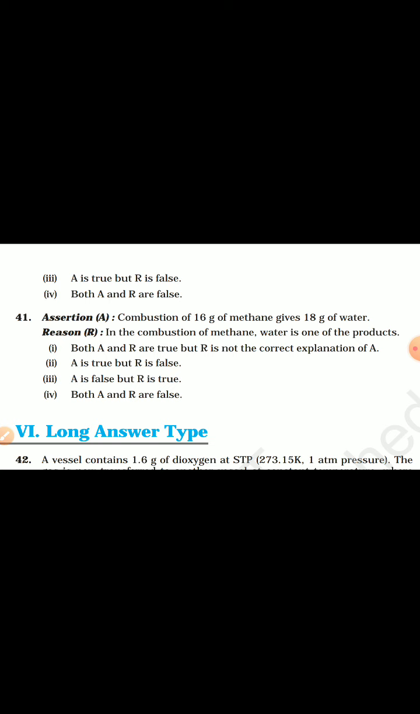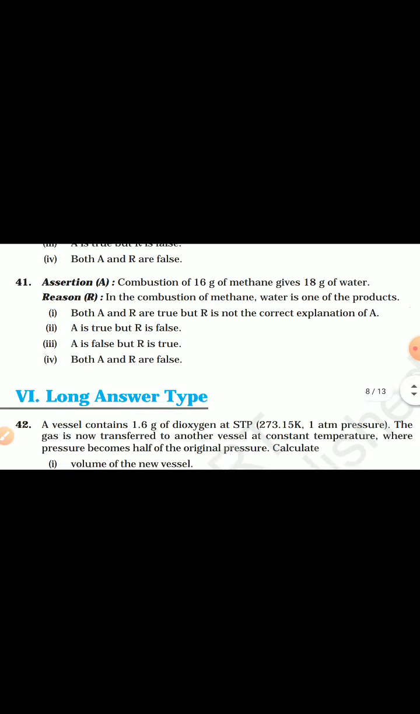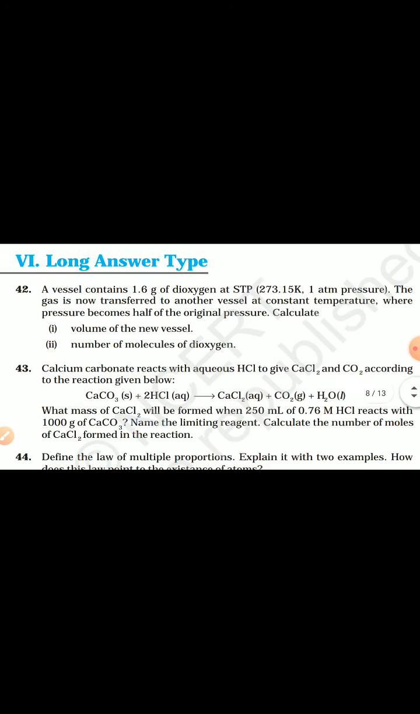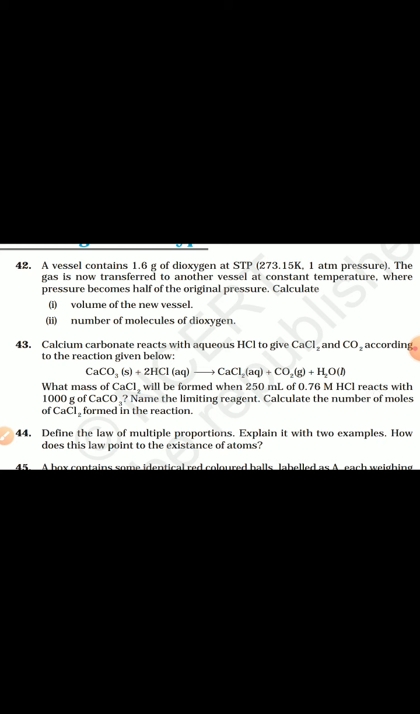Okay. After this, see the long answer type questions. Question number 42. A vessel contains 1.6 grams of dioxygen at STP, that means 273 K temperature and 1 atm pressure. The gas is now transferred to another vessel at a temperature where the pressure becomes half of its original pressure. Calculate point number 1, the volume of the new vessel, and point number 2, the number of molecules of dioxygen.